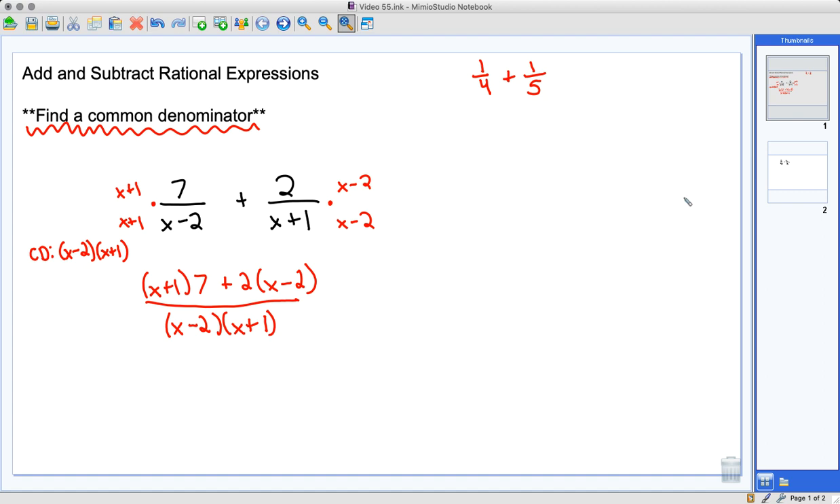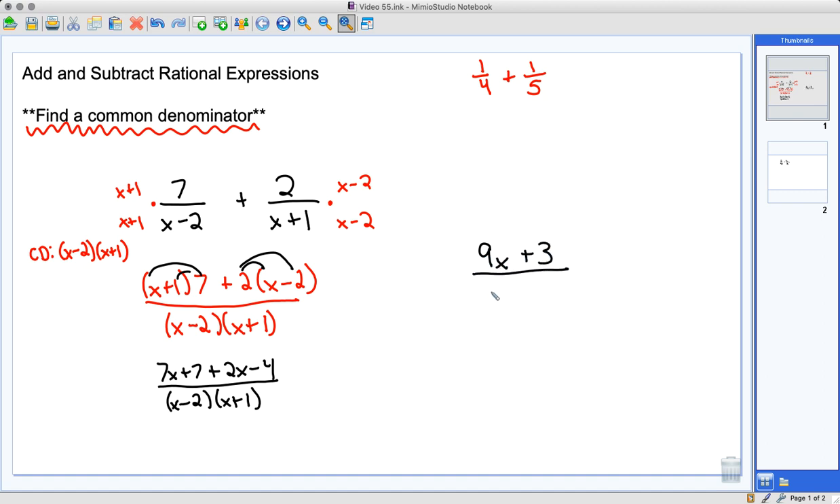Okay, what I do want you to do is simplify. So we're going to distribute on the top. That's the only part that you have to simplify. So you get 7x plus 7 plus 2x minus 4. The bottom we're going to leave alone. And then I want you to combine like terms. So you get 9x plus 3 on the top over x minus 2 times x plus 1. Okay, so that's how I want you to do adding problems that look like that.